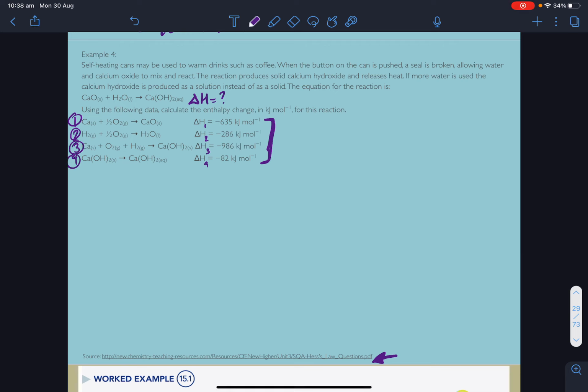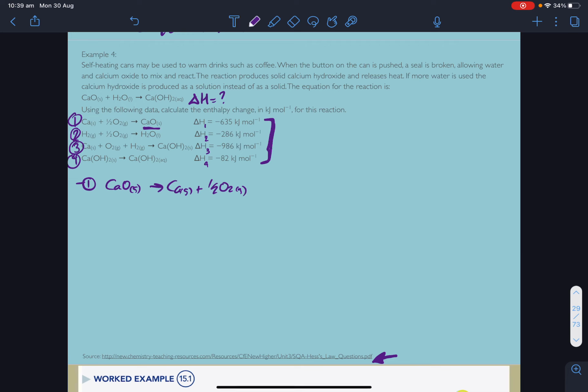So I'm looking for calcium oxide in the below ones, and the only place calcium oxide is, and it's good, it's solid, is in number 1 there. So what I might do to number 1 is reverse it, okay? So negative 1 is going to give me calcium oxide going to calcium solid plus a half of oxygen gas, okay?